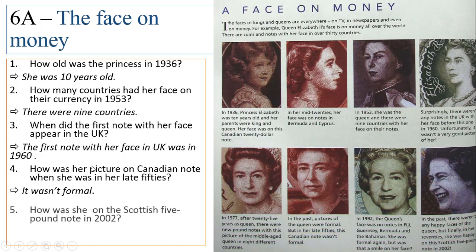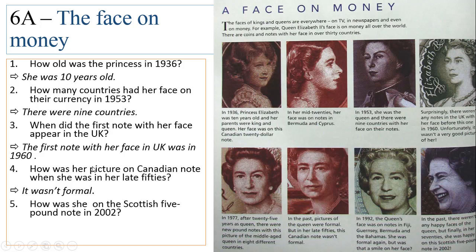Now number 5. How was she on the Scottish £5 note in 2002? Again, please tell me which ones are the keywords. Yes, that's right, the keywords are the Scottish £5 note in 2002. You will see it's right here. So the answer is here, because the question is how. She was happy. Now you all have the answers for task 1 on page 70.